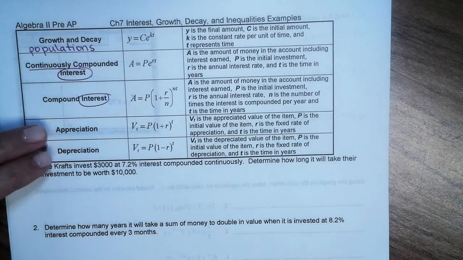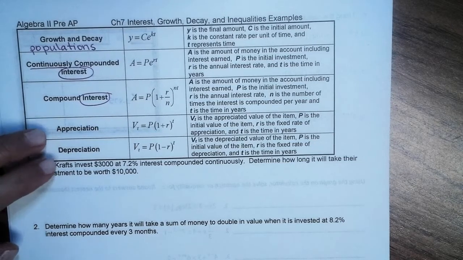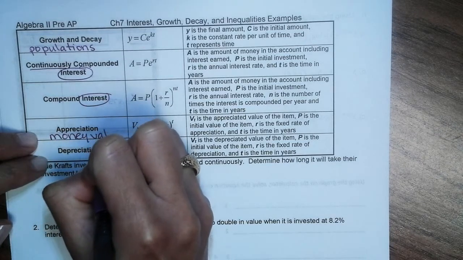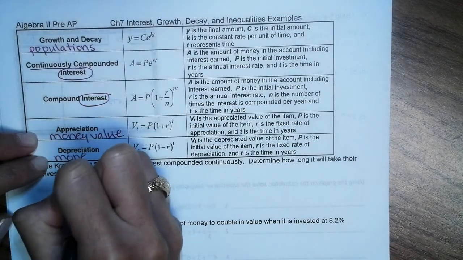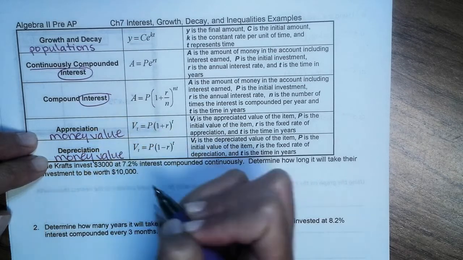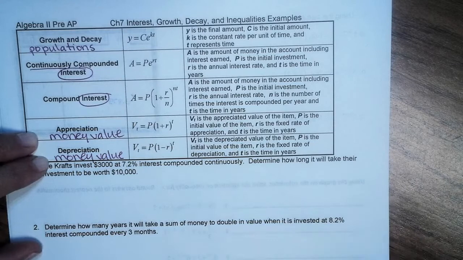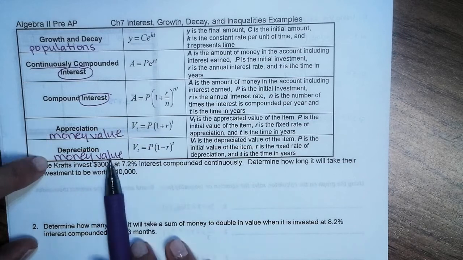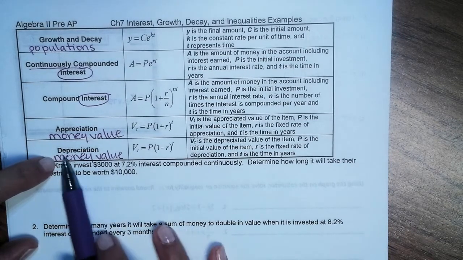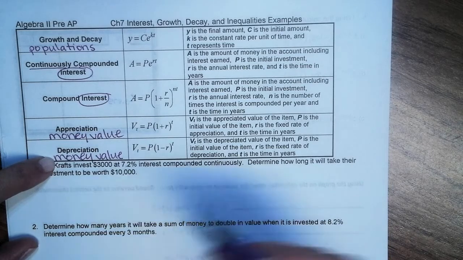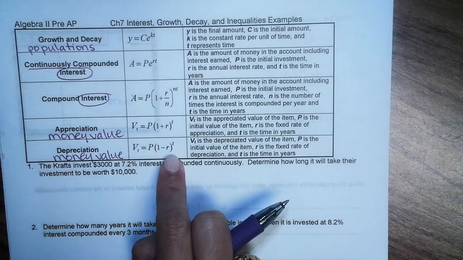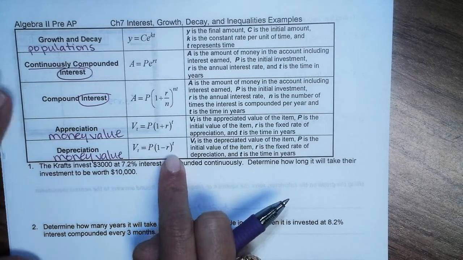And then finally, the last two formulas talk about appreciation and depreciation. This one's going to be used when it talks about money or money value. So for example, homes usually appreciate in value. The more time goes by, the more they're worth. So that's called appreciation. Or cell phones, they usually depreciate in value, so the longer you have a cell phone, the less it will be worth. So these are the formulas that we'll use when it comes to money values of appreciation and depreciation.